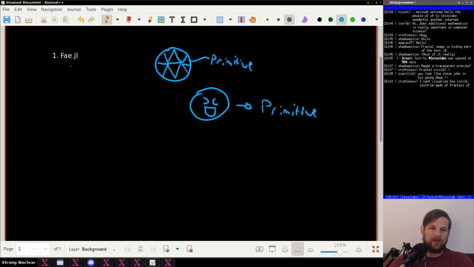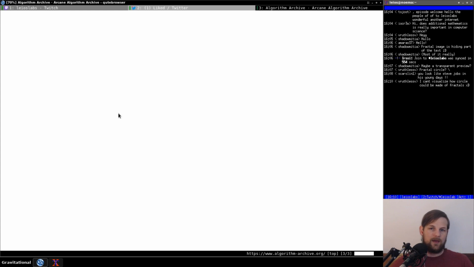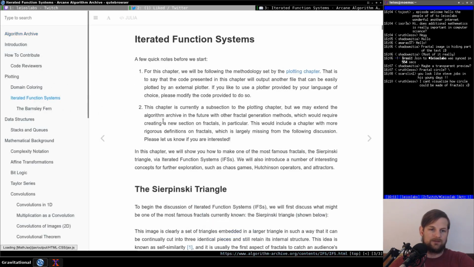So the Fractal Animation Engine, Fei.jl, works on something called an iterated function system, right? So we'll talk about that next. An iterated function system, IFS, is essentially a way for us to go through a function system and create some sort of object from it. So for this, let's go ahead and go to the algorithm archive here, and let's do iterated function systems here.